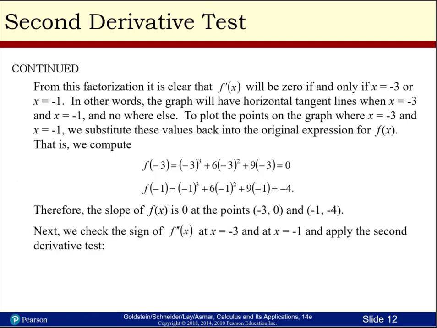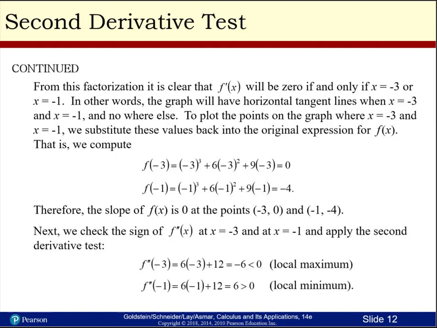Next, we check the sign of f double prime of x at x equals negative 3 and x equals negative 1 and apply the second derivative test. So when we plug those values into our second derivative, we find that at x equals negative 3, our second derivative is less than 0. Therefore, we have a local maximum.